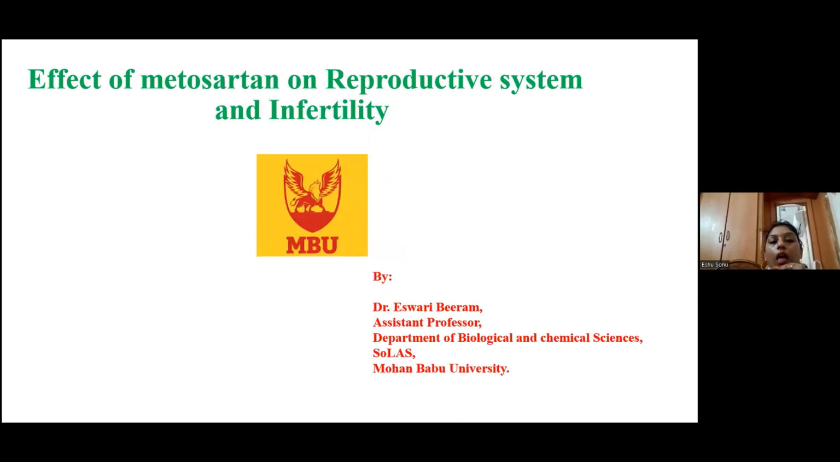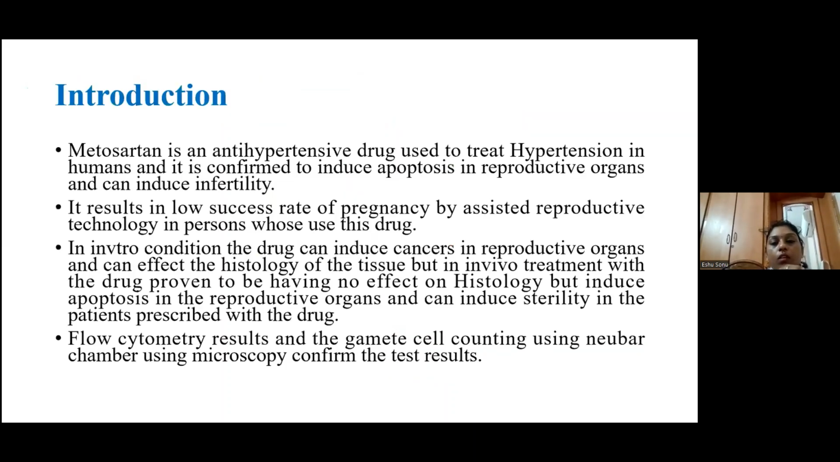So, today I'm here to present my topic: the effect of metosartan on the reproductive system, especially the male reproductive system, and infertility caused by that particular drug. Coming over to the introduction.